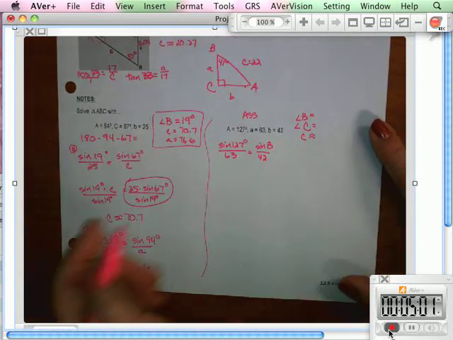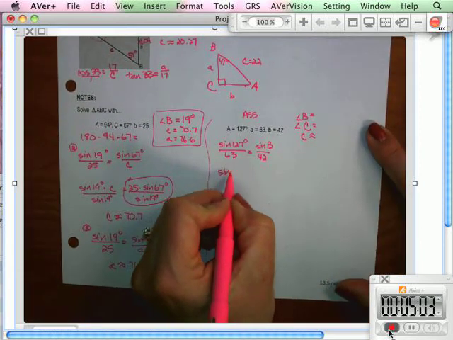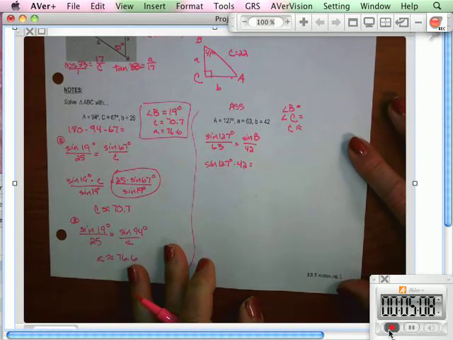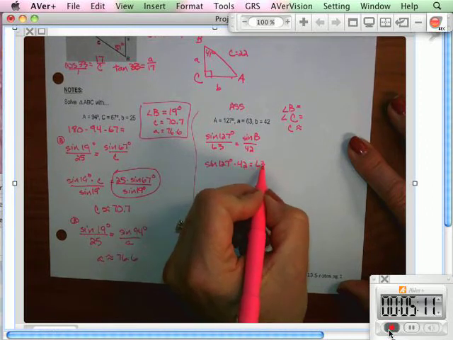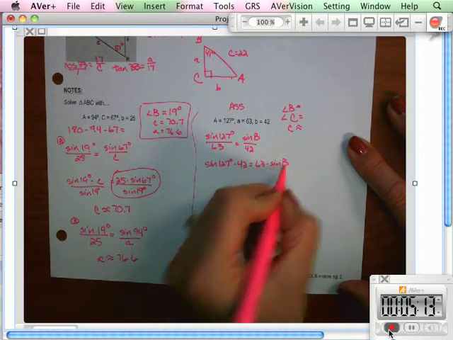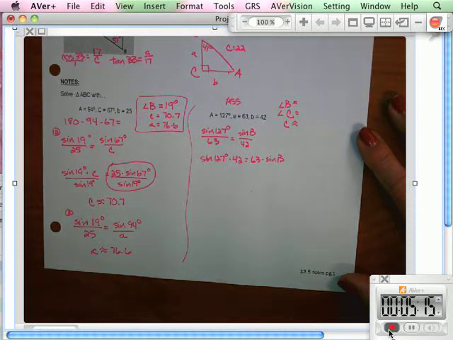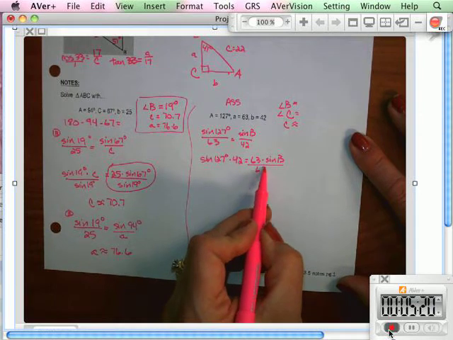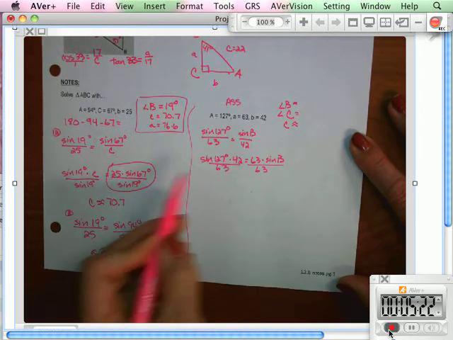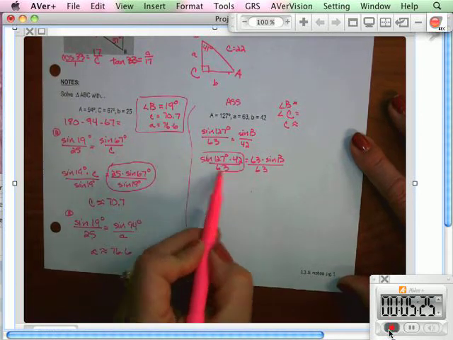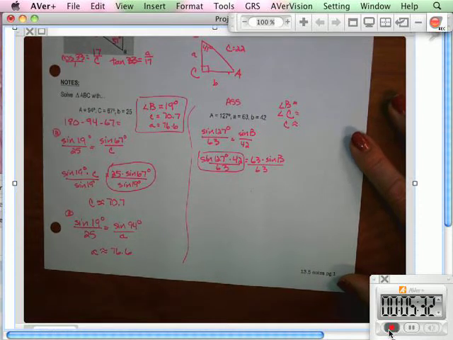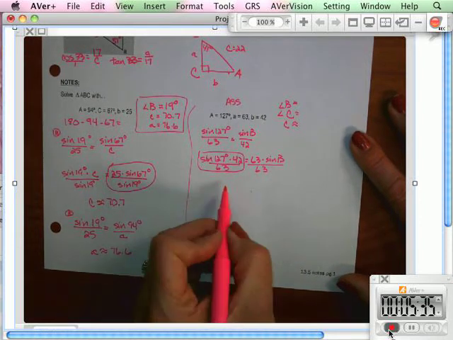So let's cross multiply. The sine of 127 degrees times 42 equals 63 times the sine of B. If I want to get this by itself, I have to divide both sides by 63. This is just a big chunk you put on your calculator. That's the first thing you do. Put that on your calculator, and you're going to end up with a decimal.